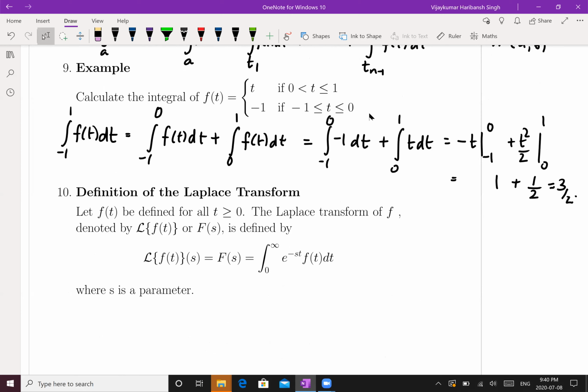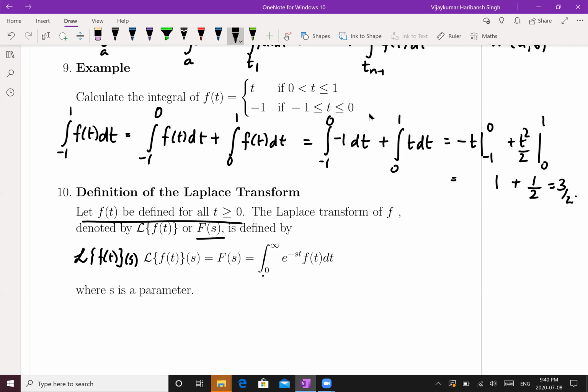So what is the definition of the Laplace transform? Let f be a function defined for all t greater than or equal to 0. Then the Laplace transform of your function f is denoted by curly L of f of t, or by capital F of s. This is another notation. Now the variable changes to s, and it's defined to be the integral from 0 to infinity of e to the power minus st times f of t dt. So this is the Laplace transform.